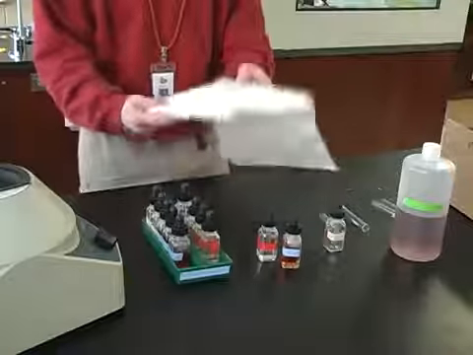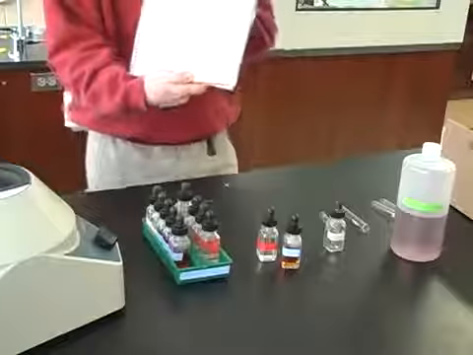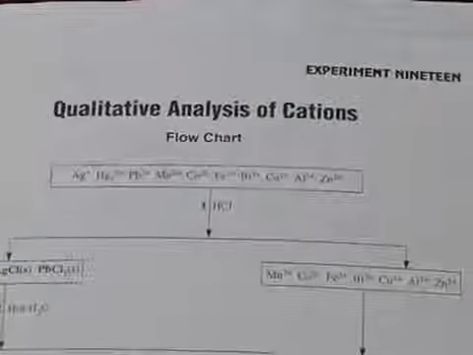I'd like you to turn, in my book it says page 135, so the page looks like this. It says Qualitative Analysis of Cations Flow Chart. If you take a look at the flow chart, you can see that it actually gives you an overview of all the reactions that you'll be doing.